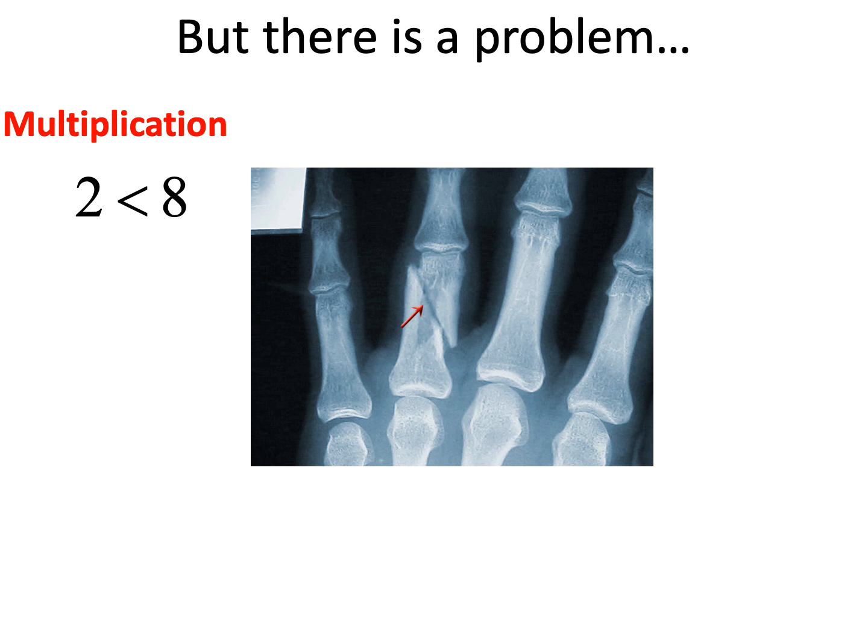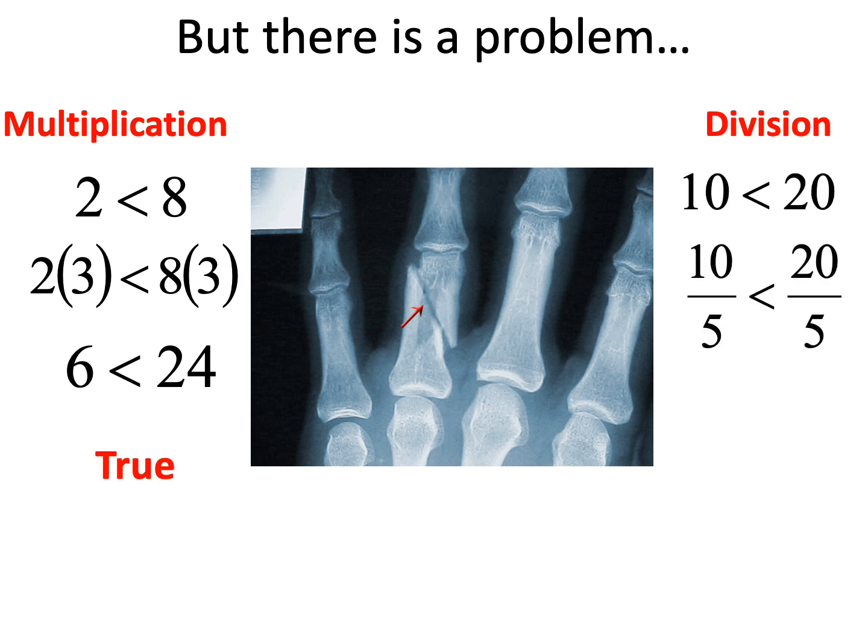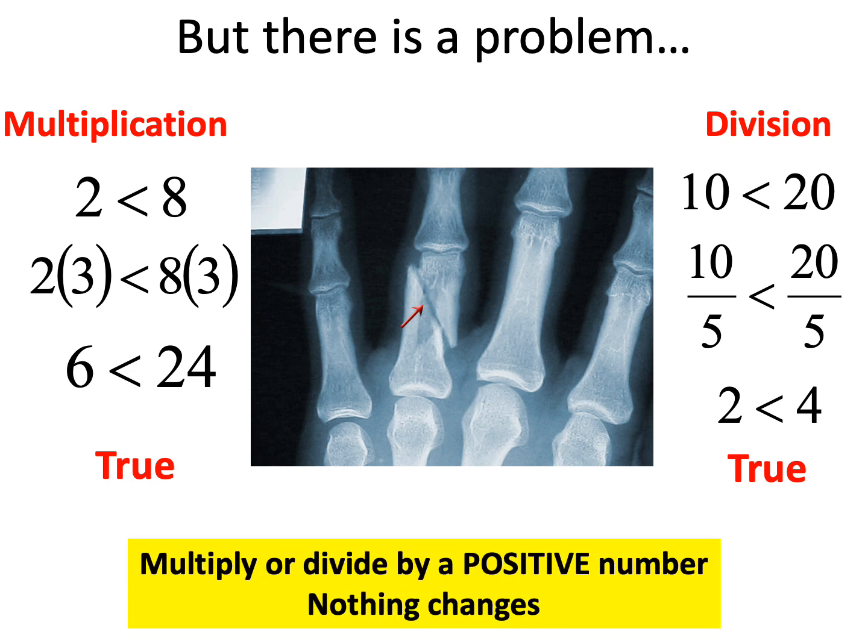If we start off with a true inequality and we multiply it by a positive number, well, we get 6 is smaller than 20. Well, that's not a problem, right? How about division? If we start off with a true inequality, we multiply or divide both sides, I'll divide this time. We still wind up with a true statement. So it looks like when we multiply or divide by positive numbers, life is good. However, if you're not multiplying by a positive number, we have problems.